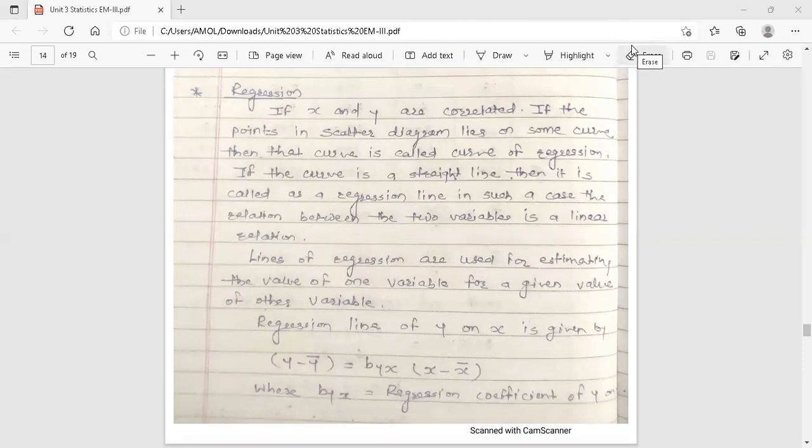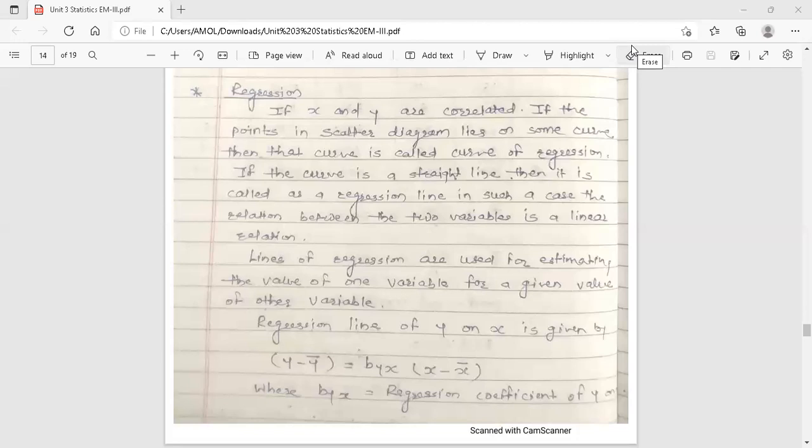Now, if x and y are correlated, if the points in the scatter diagram lie on some curve, then that curve is called the curve of regression. If the curve is a straight line, then it is called a regression line. In such a case, the relation between the two variables is a linear relation. So this is the concept of regression.